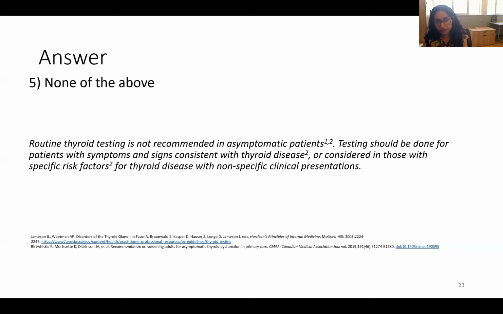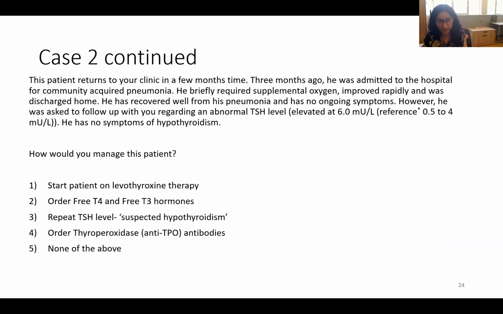So the guidelines then consider the risks of over-testing and over-treatment, and hence on the balance of that say you should really only test when you have patients with symptoms and signs consistent with thyroid disease. Or you could consider it in patients who have very specific risk factors and a non-specific clinical presentation. So those are the times when you should be thinking about thyroid testing, but it's not something we should be routinely screening in our patients. So you decide to not do any thyroid testing.